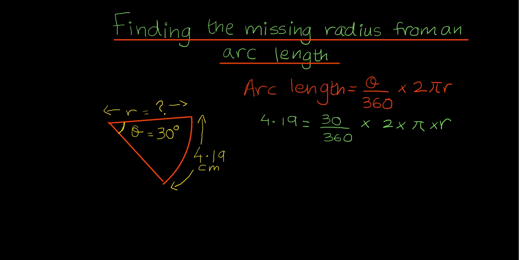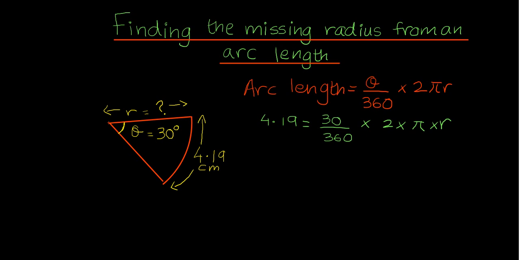Okay, now I can simplify the fraction 30 over 360 over here, but just in case you have an angle where you won't be able to simplify this particular fraction, for example 79 over 360, you wouldn't be able to simplify that fraction. For that reason, I am not going to simplify and show you what needs to be done. So we're going to do the opposite in each case.